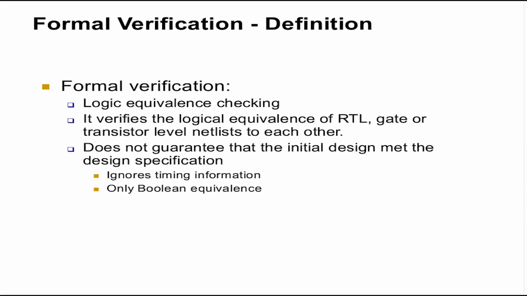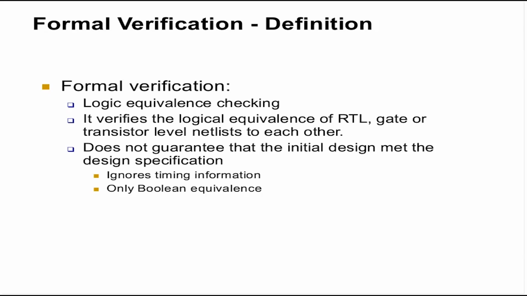Formal verification is a process which always needs two designs. On both sides, the design can be in either RTL form or netlist form, and it tries to compare these two designs for functional equivalence. It works at the Boolean level, in the sense that it will only check the Boolean equivalence. There is no scope of checking timing, and there is no need to give any symbol.